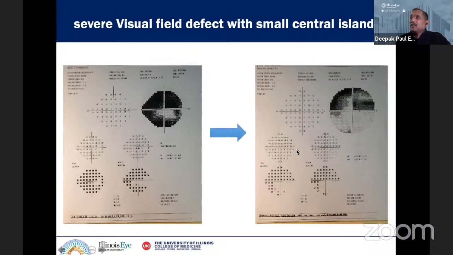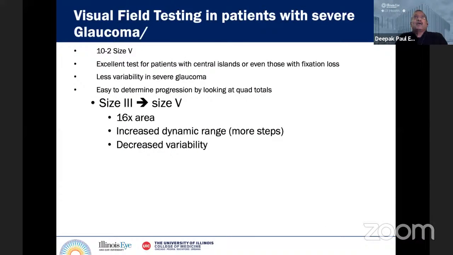In the US, unless you really justify it, insurance will not pay for more than one visual field a year. For severe fields, you have to provide specific justification why patients need more than one visual field a year. This criteria is much easier in Europe, where the payer system is a national healthcare insurance system. Now, what about the size 5 visual target?